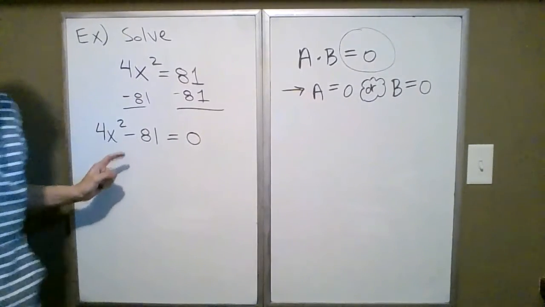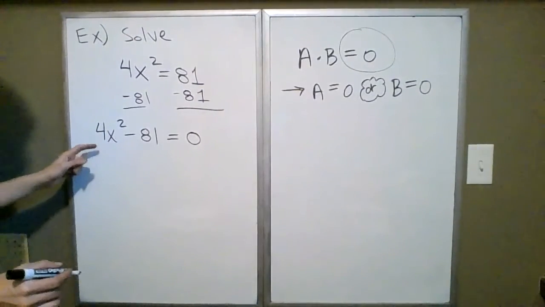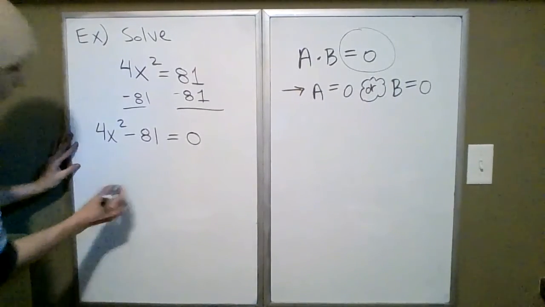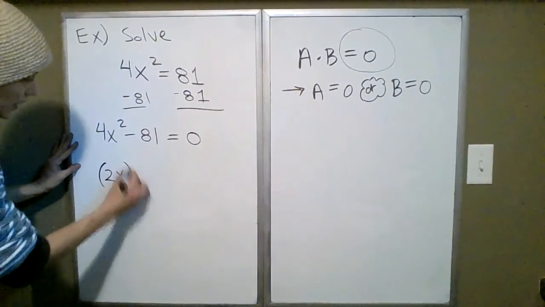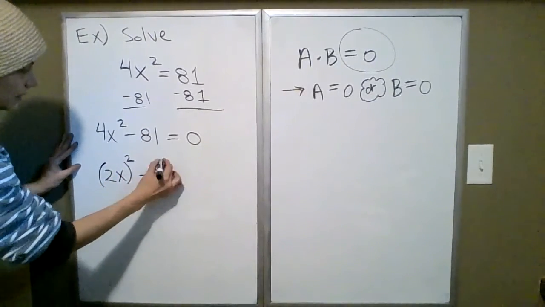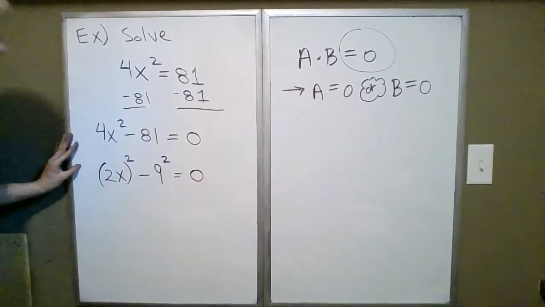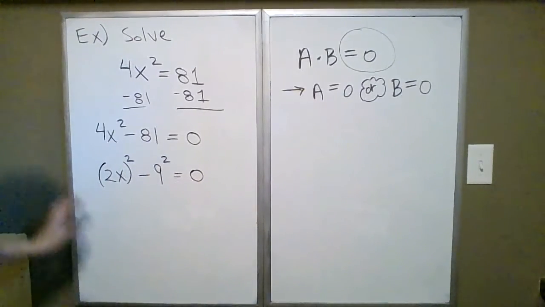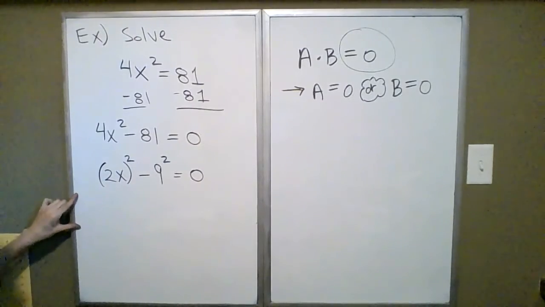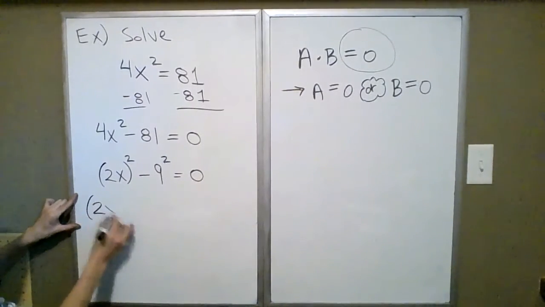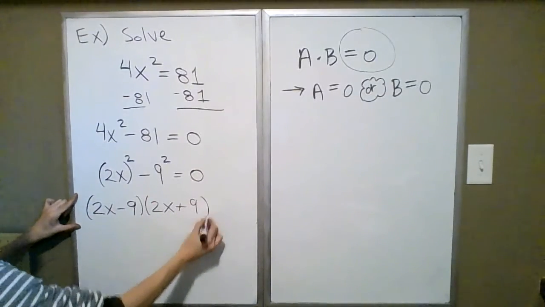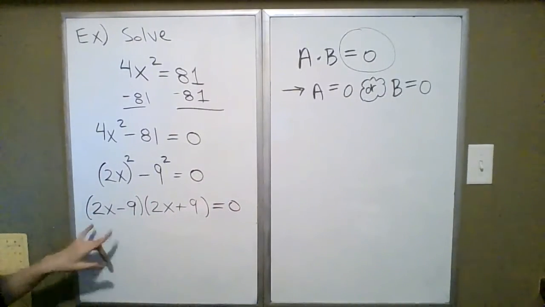This other side, I want to factor as a difference of squares. This first term I can write as 2x, that quantity squared. 81 is 9 squared. Okay, 2x squared minus 9 squared is 2x minus 9 times 2x plus 9. And that equals 0.